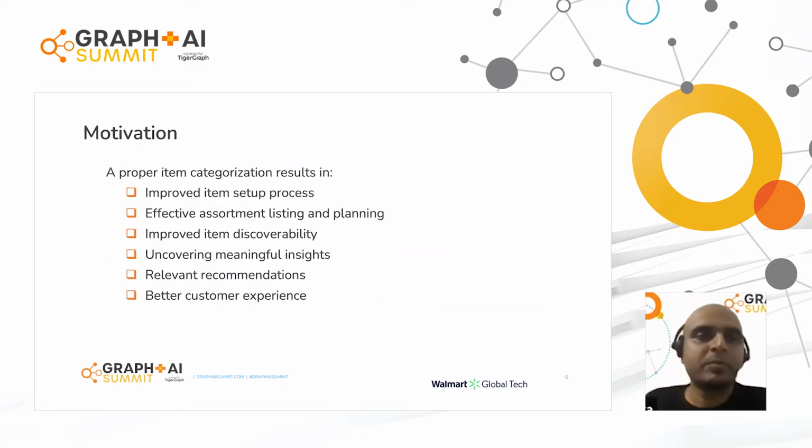Now, having looked at the problem statement, let's see what are the reasons which motivated us to solve this problem. So as we see, a proper item categorization results in an improved item setup process. Since we have already talked about the different steps involved in the item setup, all the downstream processes of item setup are dependent on a proper category mapping. Like there will be an attribute assignment step wherein an item belonging to a particular category will be assigned certain specific attributes. So if those items are miscategorized, it may lead to incorrect attribute assignment as well.